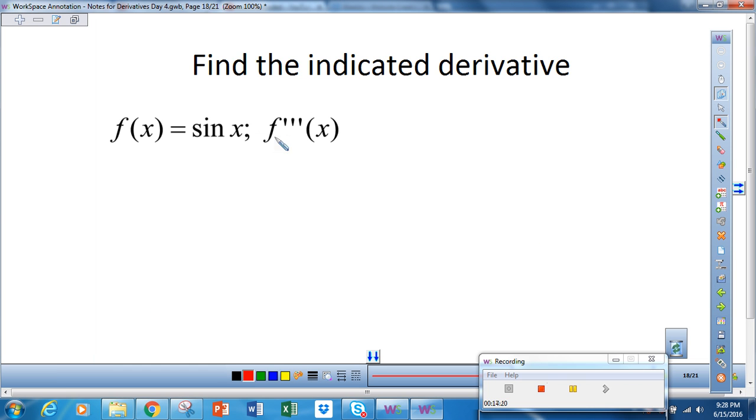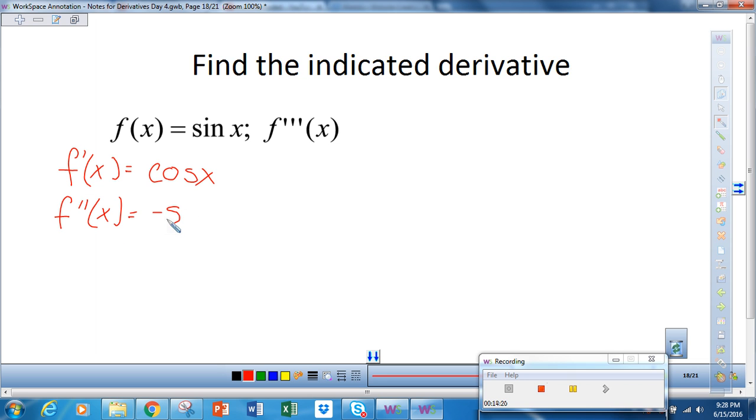And then to take the third derivative, you just take the derivative the first time. And then you take it the second time. And then you take it again. That would be negative cosine x. And that's the third derivative. And that's what this means. Find the third derivative.